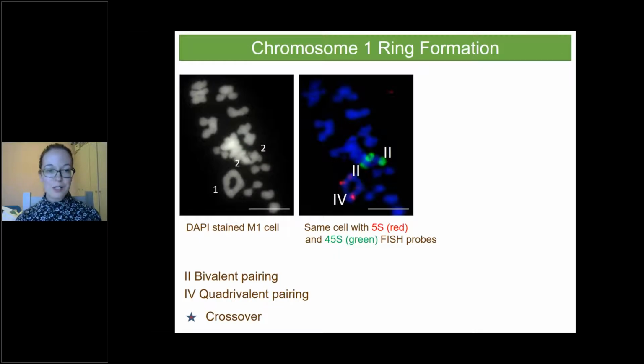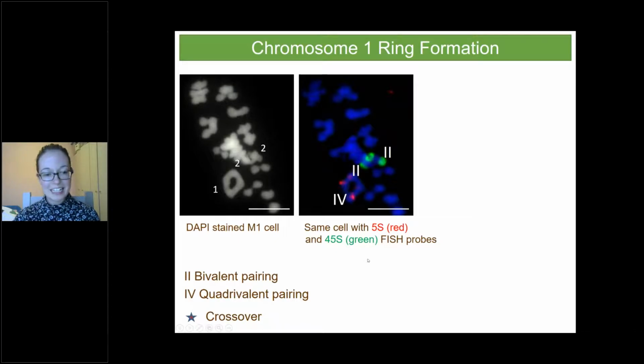So I'll show you a couple of images and how we interpreted those by using these DAPI stained spreads and the red and green FISH probes. So what we have here on the left is the DAPI stained cell in metaphase 1. And this is a really easy one, really, because what you've got here is chromosome 1 very obviously forming a ring-shaped structure. And we use the FISH. Here you can see the exact same cell with the FISH probes used as well.